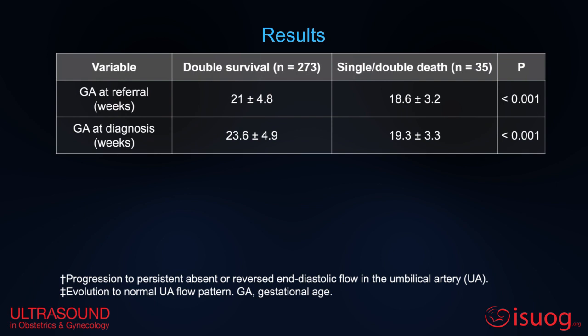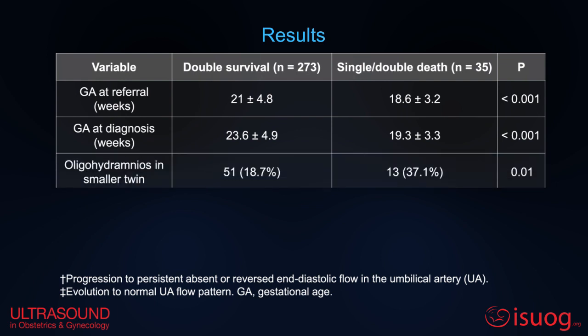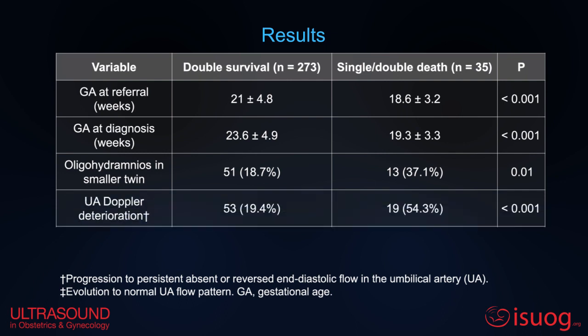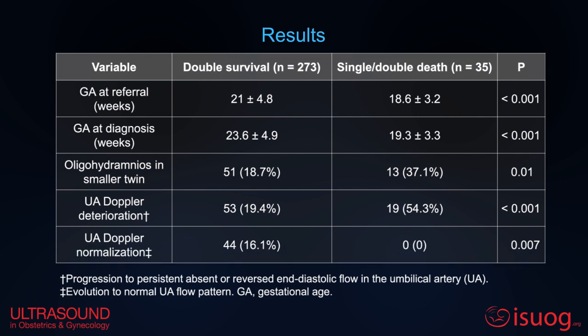Earlier gestational age at diagnosis, oligohydramnios in the smaller twin, and deterioration in umbilical artery Doppler were associated with an increased risk of fetal death, as was larger intertwin fetal weight discordance. Normalization of umbilical artery Doppler was associated with a lower risk of fetal death.